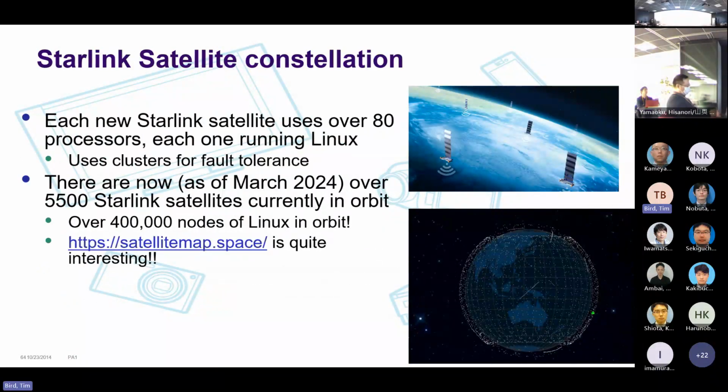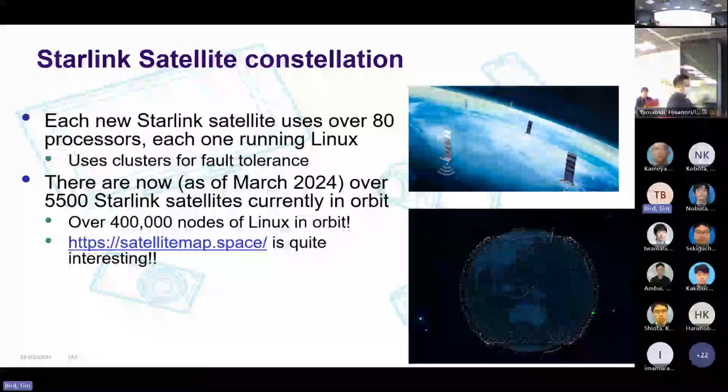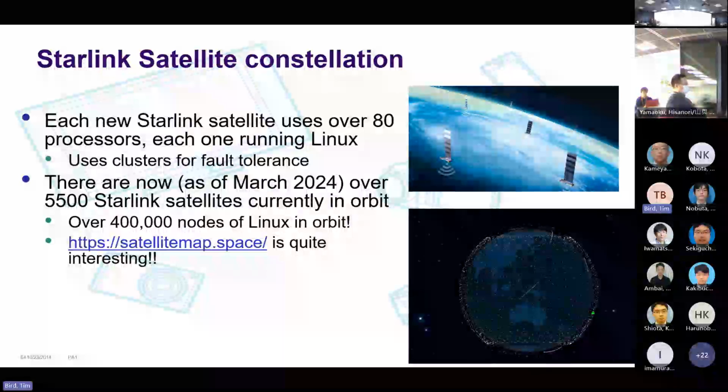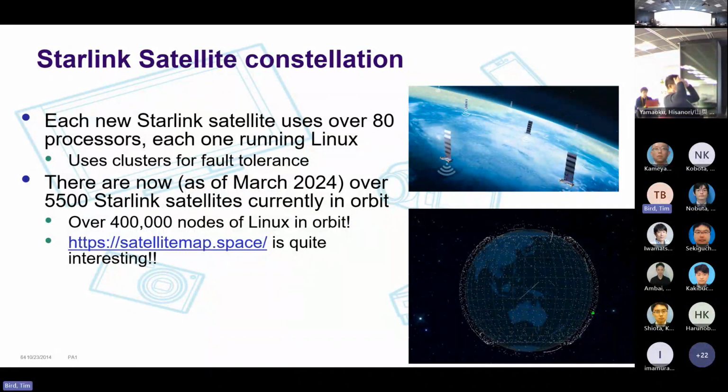And then some of the major constellations, the two largest satellite constellations are Starlink and Planet, and they both use Linux. Each Starlink satellite has over 80 processors. The new ones have over 80. The V1 ones only had 66, I think. But each one is running Linux, and they're using clusters of Linux. The reason they have so many is they have these clusters for fault tolerance. It's a telephone switch, right, in outer space, or a data switch out in outer space.